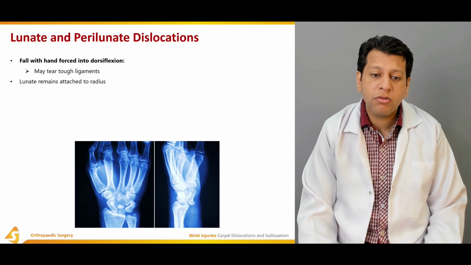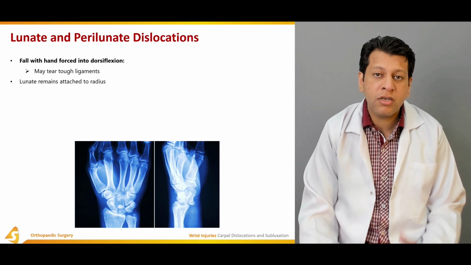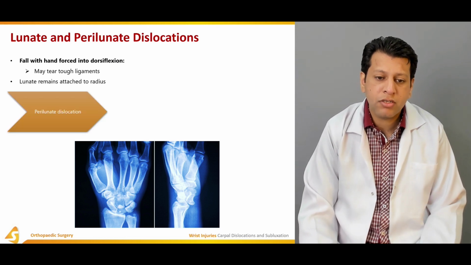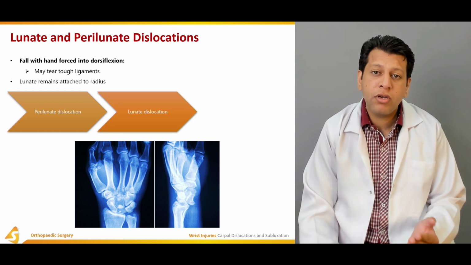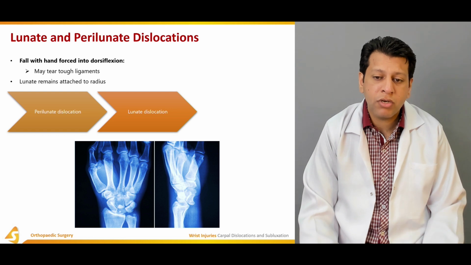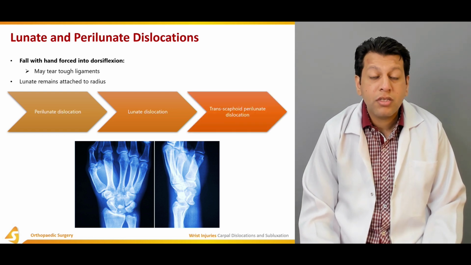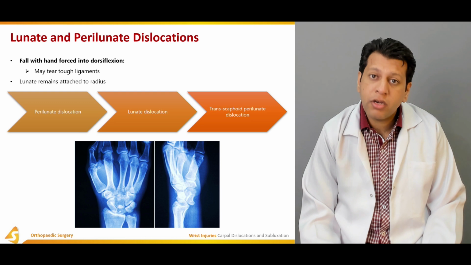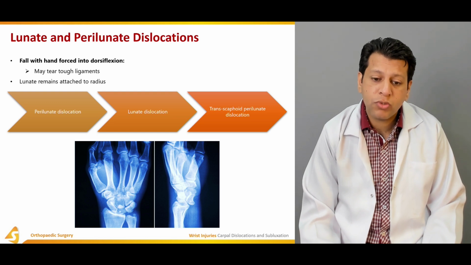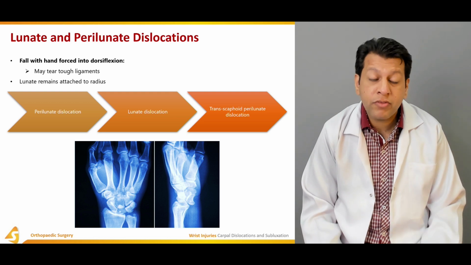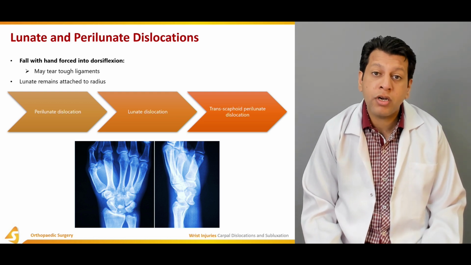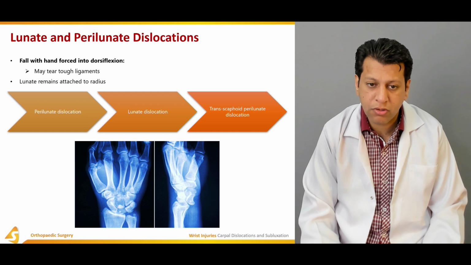Sometimes, when it's a lunate dislocation, the lunate remains attached to the radius and the whole of the carpus dislocates. This is termed a perilunate dislocation. But if only the lunate dislocates, it is called a lunate dislocation. Now there is another term called transscaphoid perilunate dislocation. This happens when there is a perilunate dislocation associated with a scaphoid fracture. That is when you call it a transscaphoid perilunate dislocation.